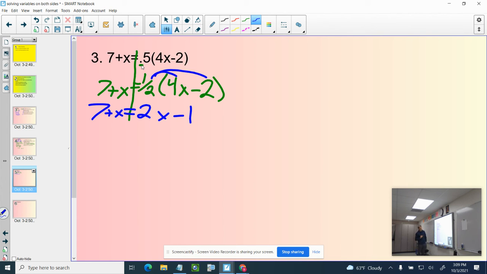Now, again, we have an option here because we're going to move our variable to one side of the equation or the other. I can move it to the left side or to the right side. If I think about moving 2x to the left side, that's going to give me a negative x. So I'm going to move my x to the right side, and I'm going to be left with 7 is equal to x minus 1.